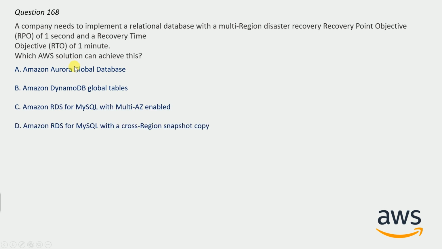And the correct answer here will be, take your time to guess the answer. And the correct answer here will be option A, Amazon Aurora Global Database. And this one is correct because RDS won't be able to give such low recovery time. And this recovery time, RPO of 1 second and RTO of 1 minute, is very low. So this can be achieved with this option only.